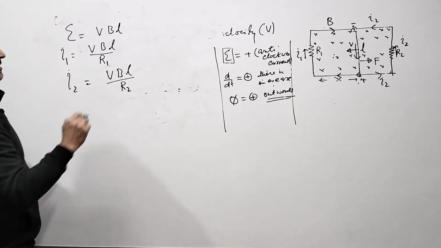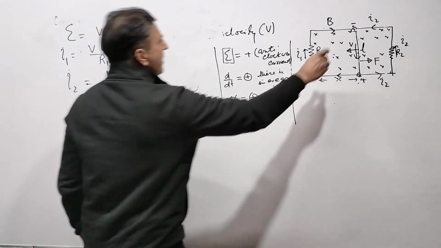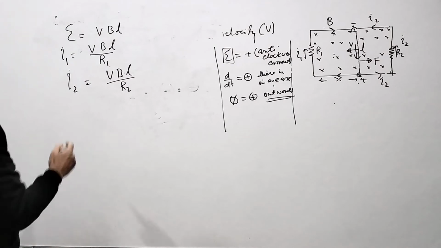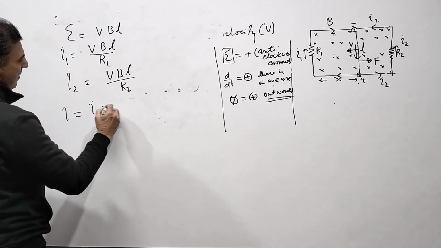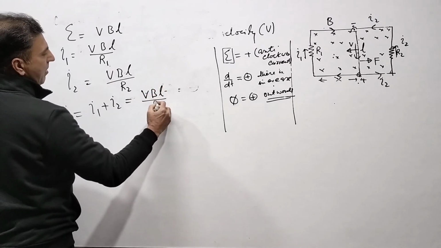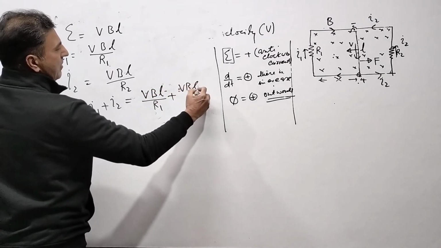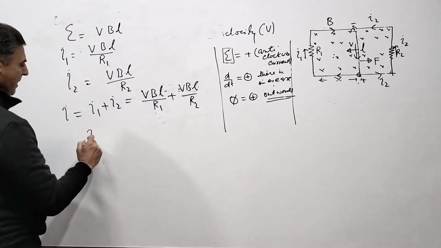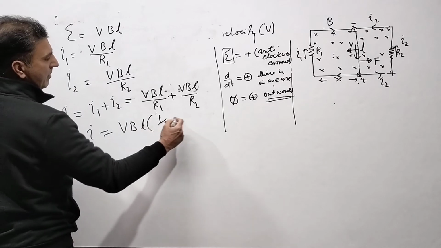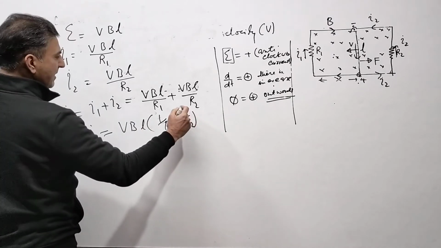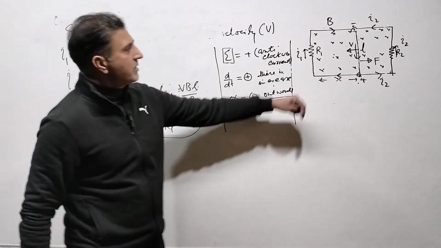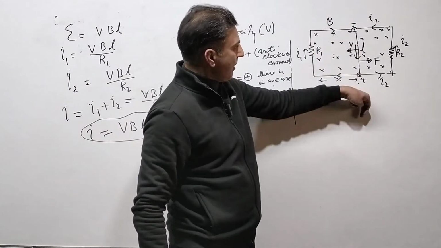Now, how much is the current flowing through this slider, which slides to the left with constant velocity V? So I is equal to I1 plus I2. That is VBL by R1 plus VBL by R2. Now what is I? That's equal to VBL (1 by R1 plus 1 by R2). That is the current passing through the slider. This much current is passing from top to bottom, downwards.